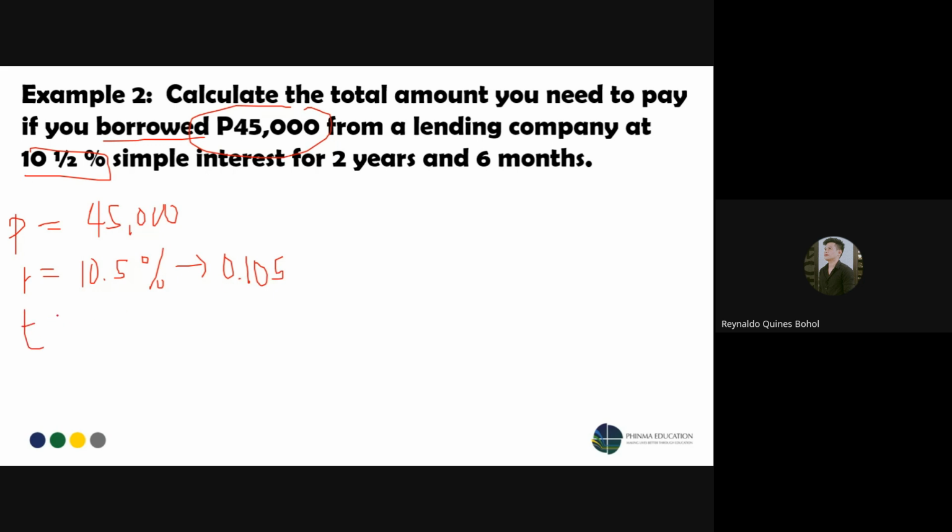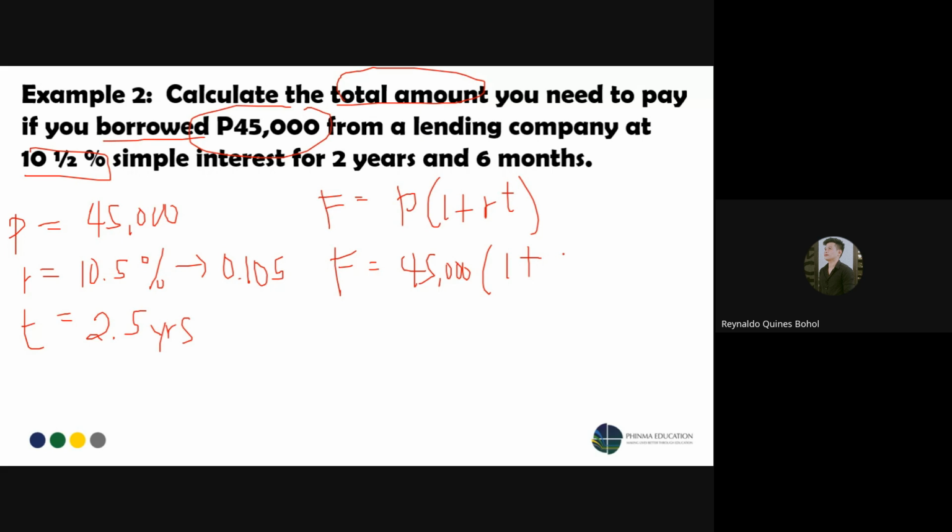Then the time here is 2 years and 6 months, and 2 years and 6 months is equivalent to 2.5 years, right? And since we're looking for the value of the final amount or the total amount, we're going to use the formula F = P(1 + RT) again. So F is equal to 45,000 times (1 plus the rate, 0.105, multiplied by 2.5 years). So what is the total amount now?